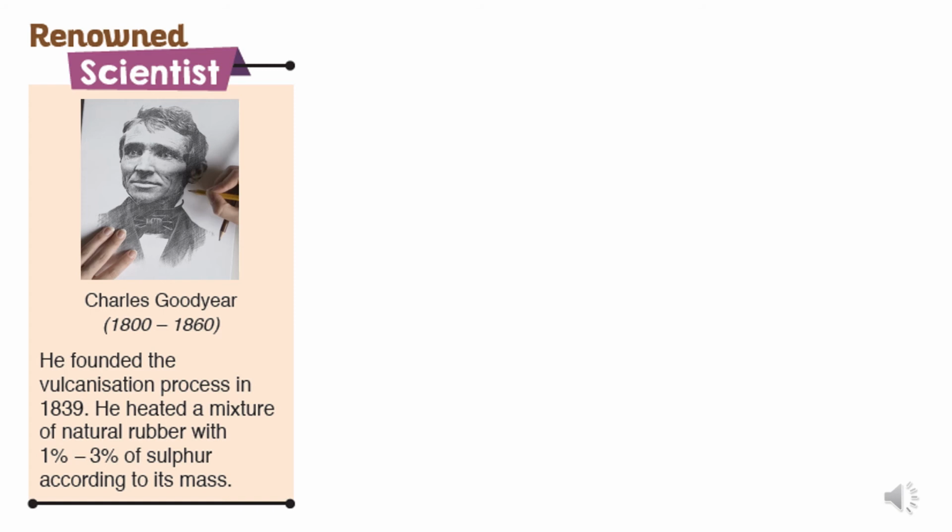A bit of history. Charles Goodyear is the founder of the vulcanization process in 1839. Vulcanization is carried out by heating a mixture of 3% sulfur and natural rubber. We must appreciate scientists such as Charles Goodyear.